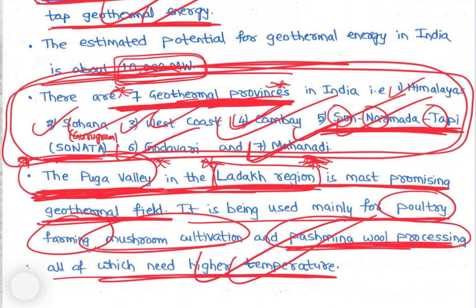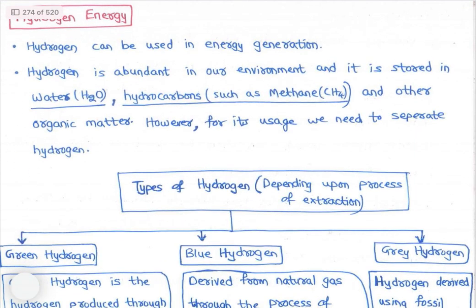Now next is the most important, that is hydrogen energy, and under this we will be studying green hydrogen, which has been very important for the last 2-3 years. Green hydrogen has become a favorite topic of UPSC. So hydrogen energy is a renewable energy. If we see hydrogen, that is H2, hydrogen is available in the atmosphere. In fact it is the most abundant material in the universe.